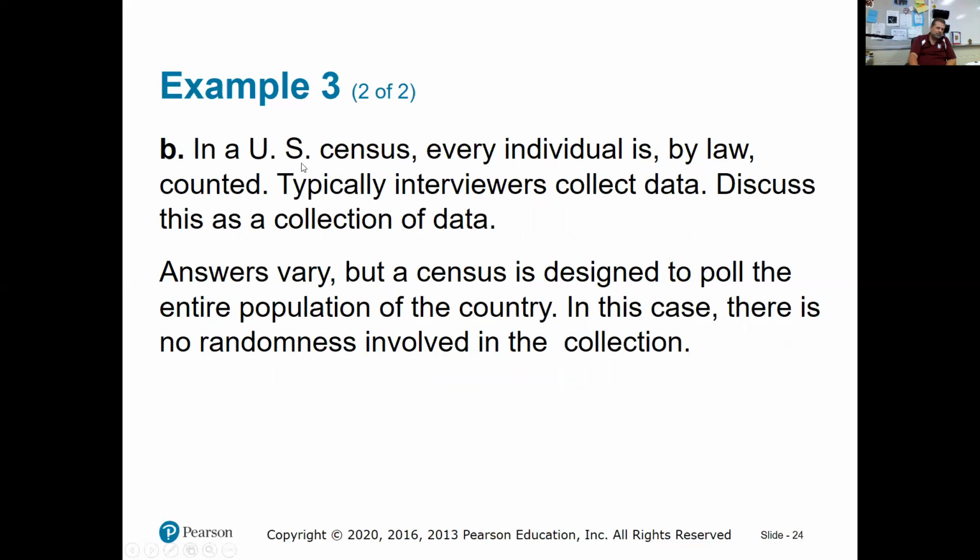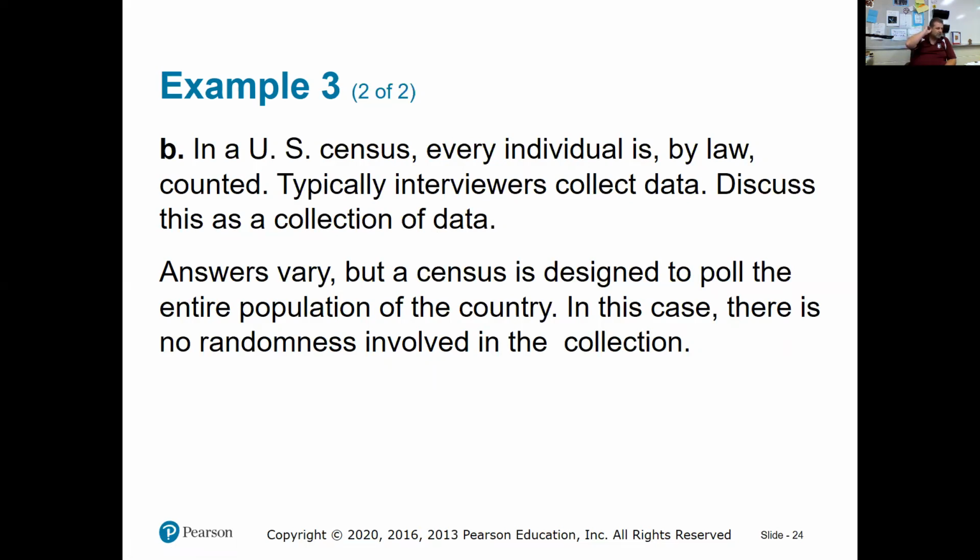So in a U.S. Census, every individual is by law counted. Typically, interviewers collect data. They go around and collect it, so we're talking about the actual person going out and collecting the data. Is that going to be good, solid data for the census? Well, now we don't do that as much. It's more mail-in and computerized, which helps a little bit more. People don't like mailing things. So think about it: is that a good collection of data?